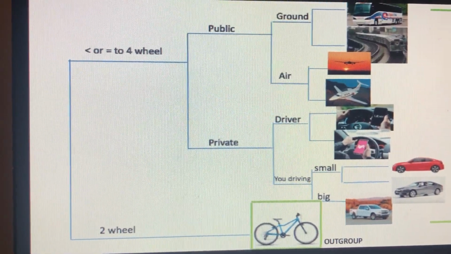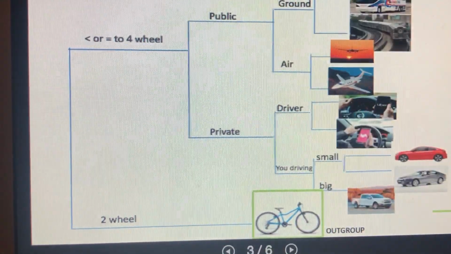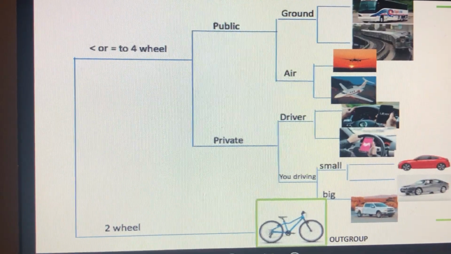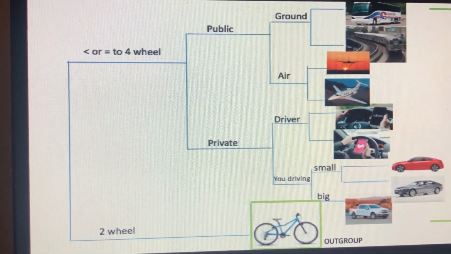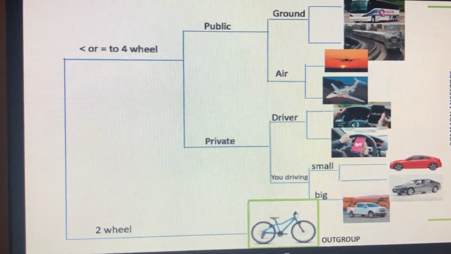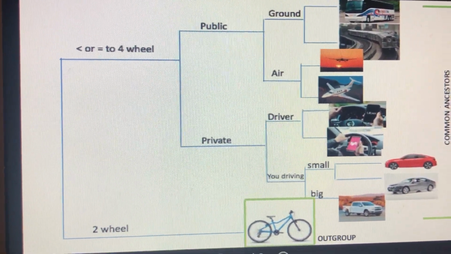The outgroup here is a bicycle and it roots the tree, which all the other OTUs share, and a common ancestor is shown. This makes it an example of a rooted tree also, because the distance of the OTUs is known and the order of divergence is inferred by comparing to the outgroup.